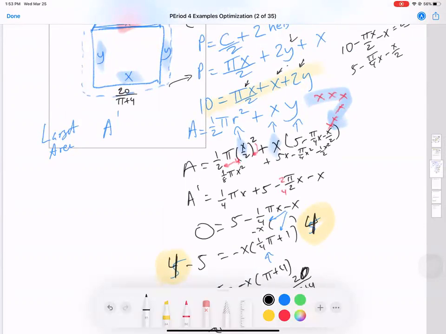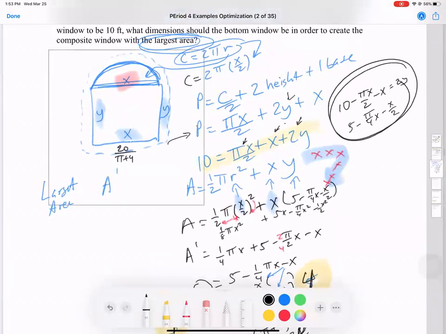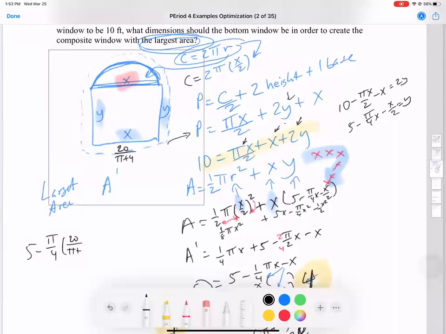How do we get the y? Well, if you remember on the right here, we solved for y. So we would have to plug into that equation to solve for y. And that's going to be a little ugly. Let's go ahead and do it on the left here. 5 minus pi over 4 times 20 over pi plus 4, minus 20 over pi plus 4 over 2 equals y. And that would simplify to y is equal to 10 over 4 plus pi. I just don't have time to go over how.